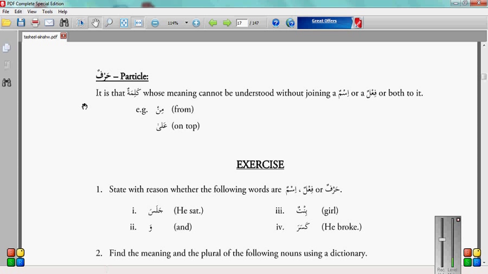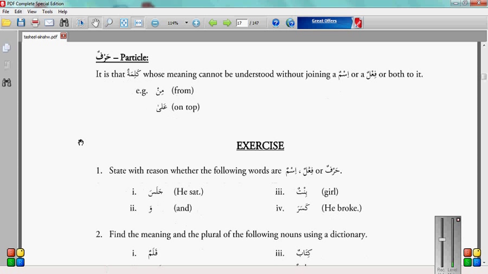Particle harf. It is a kalima whose meaning cannot be understood without joining an ism or fi'l or both to it. So when I say min, from, from what, you need another word to get a complete meaning from this word, like from Baghdad or something, or ala, on top of a desk.